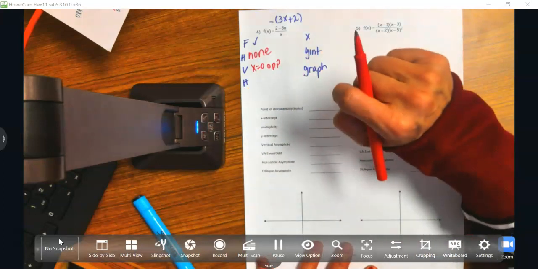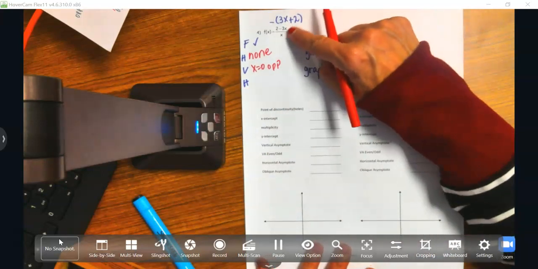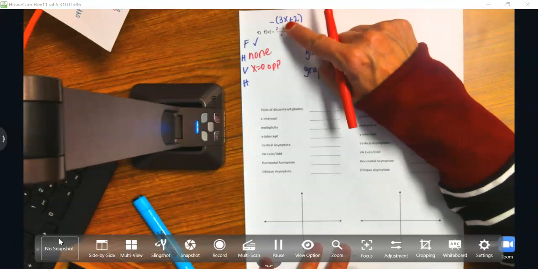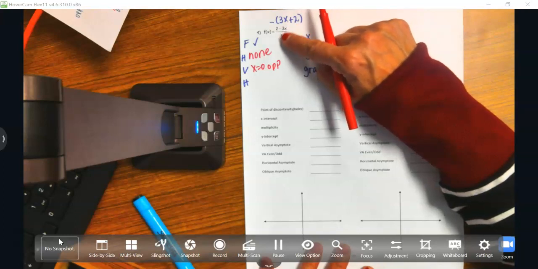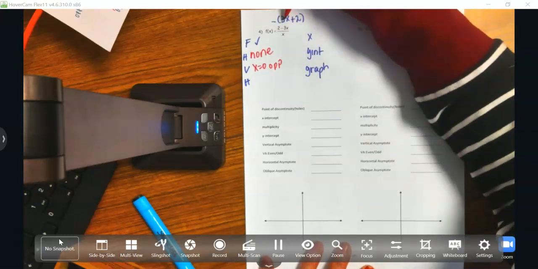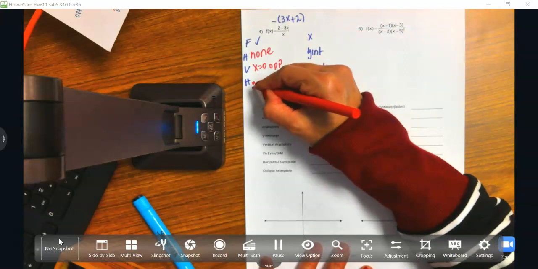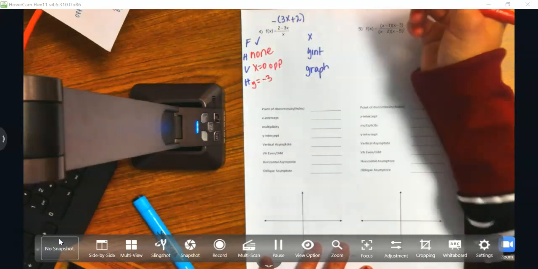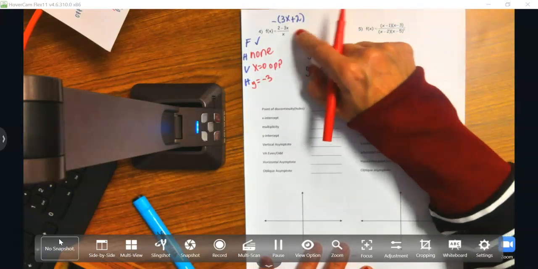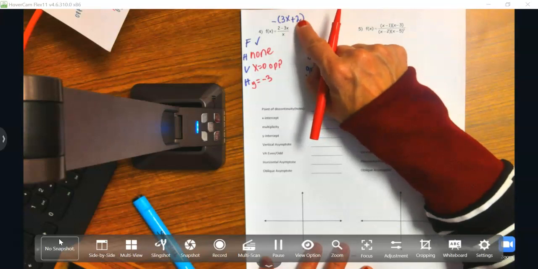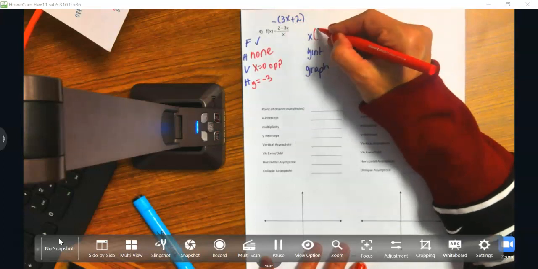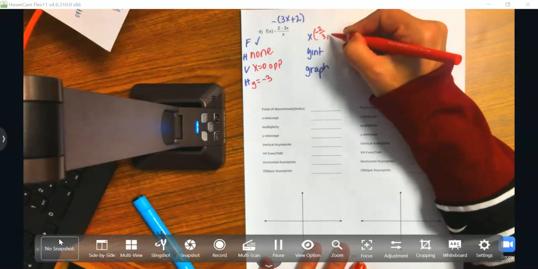Horizontal asymptote, do I have a horizontal asymptote? No, they both have the equal degrees. Since they both have equal degrees, this is a -3 over a +1. Remember, you always look at the original. So we have a horizontal line at y equals -3. X-intercepts. Do we have x-intercepts? We do. The x-intercept is going to be at -2/3, 0.